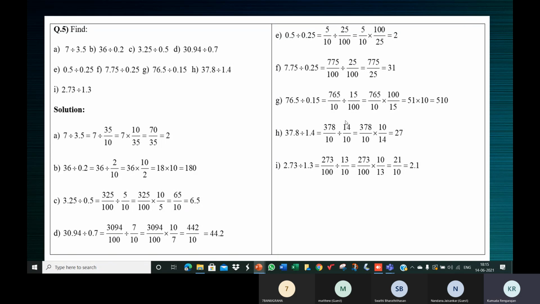Next, after converting them to fractions, write the first fraction as it is. Division becomes multiplication. Take the reciprocal of the second fraction. 14 by 10 is written as 10 by 14. Now you can see 10 and 10 will get cancelled. Cancel 14 and 378. You first simplify by 2. You can do it a few times. Simplify them and the result is 27. So maybe you'll first divide by 2 and then divide by 7, and the answer is 27.